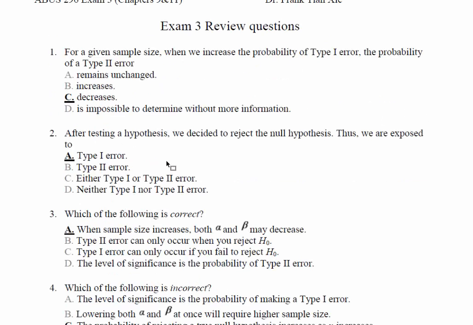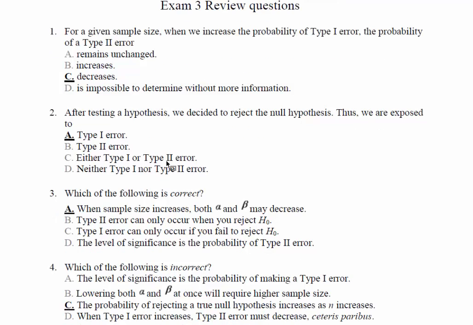First one. Second question. After testing a hypothesis, we decided to reject null. Thus, we're exposed to what? The answer is type 1 error. Why? What is type 1 error? Type 1 error is you reject null when it's true, right? Now we already decided to reject null. Therefore, we're only exposed to type 1 error.